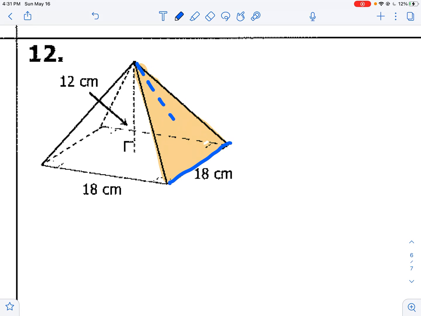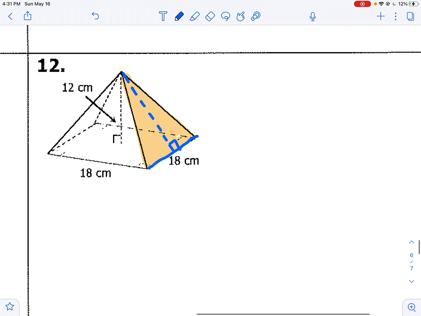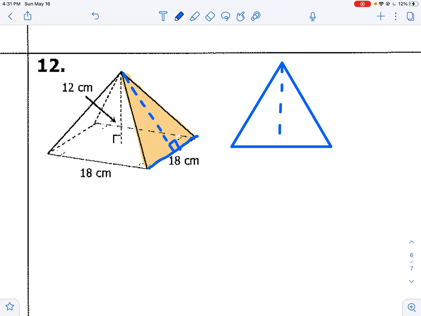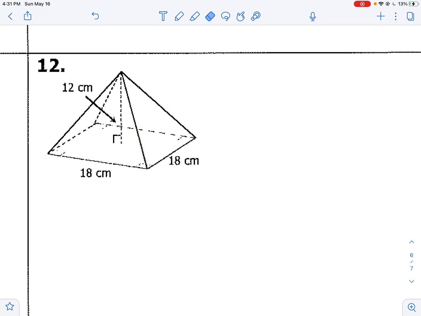A lot of students will get tricked on this one. They'll think the height is 12, but in fact the height is that slant height. So here's 18. And I need to find the height. So how do I find the height? Because I only have one measurement. Well, what I can do is I can make a right triangle with my height, my base, and my slant height.